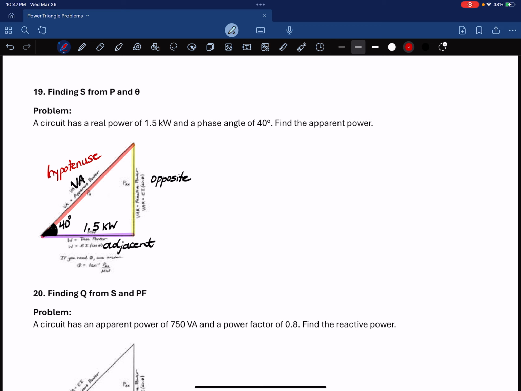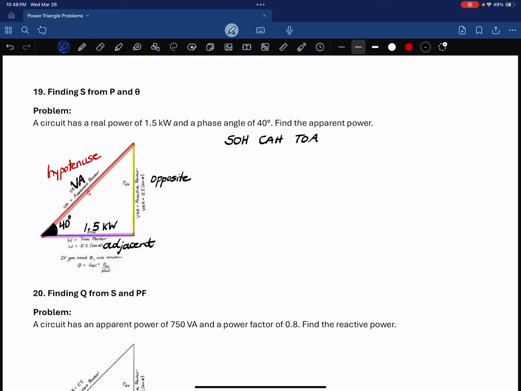Okay, and we know theta, so we're dealing with a ratio this time. We're looking for apparent power. We're looking for hypotenuse. If we knew opposite, we could use Pythagorean theorem, but we don't, so we're going to have to rely on some trigonometry or some form of a ratio, a relationship. So let's review. SOH CAH TOA. And let's figure out which one of those is going to benefit me here.